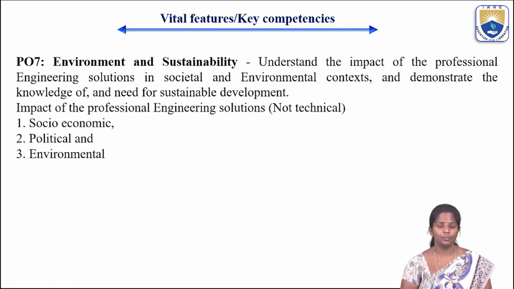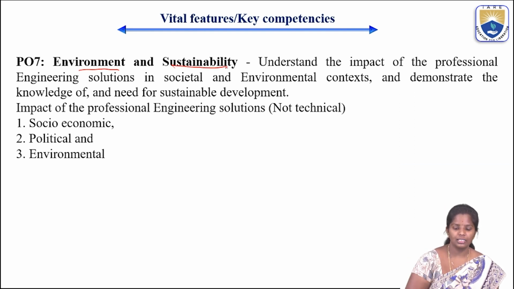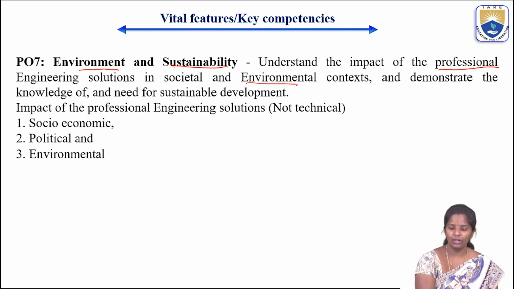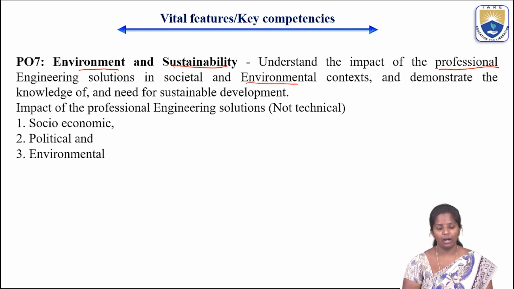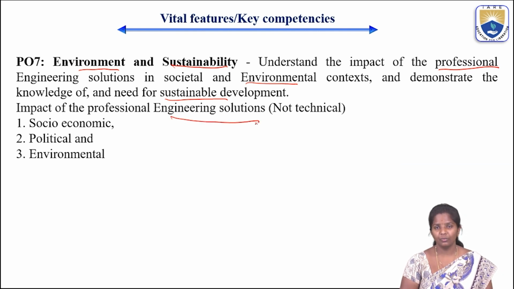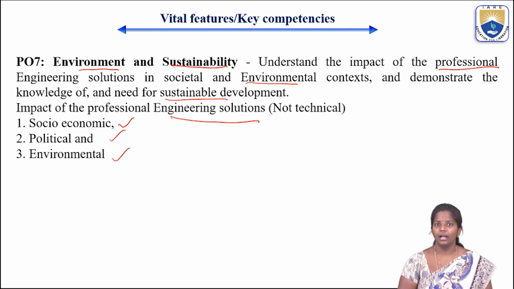Then comes program outcome 7. What is it? It is the environment and sustainability. It gives us an understanding of the impact of professional engineering solutions in societal and environmental contexts, and demonstrates the knowledge of and the need for sustainable development. This impact of professional engineering solutions is not really the technical part of an engineering graduate, but it is also an important aspect to understand the socio-economic, political and environmental aspects when we go for any particular application.